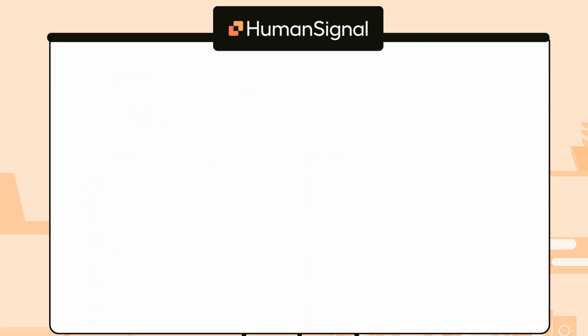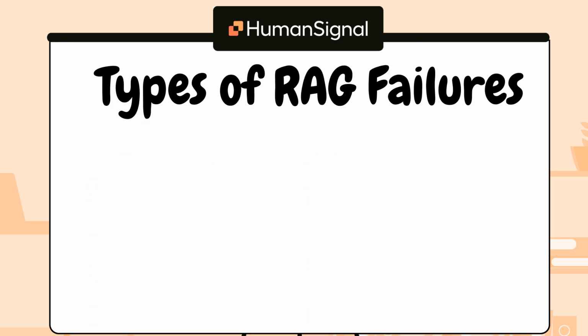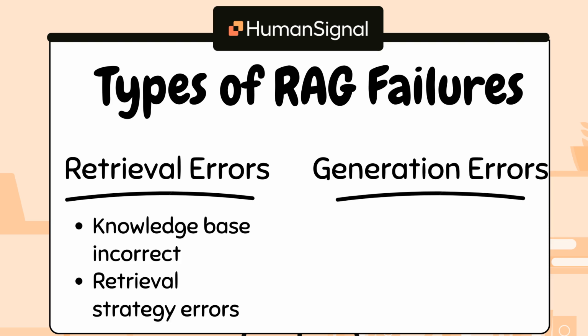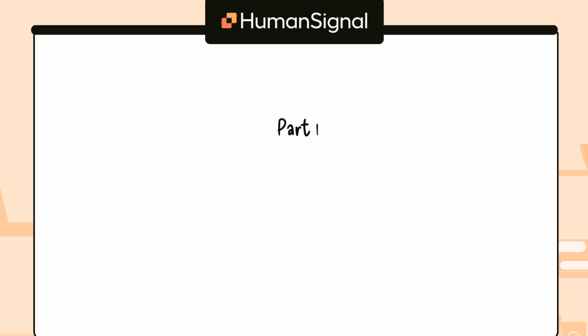We can split the types of errors that you'll see in a RAG system into 2 broad categories: retrieval errors and generation errors. Retrieval errors are errors in your RAG system that stem from either the knowledge base itself or the way in which you get documents from it. Generation errors stem from the LLM itself and are often harder to fix. Let's start with retrieval errors.